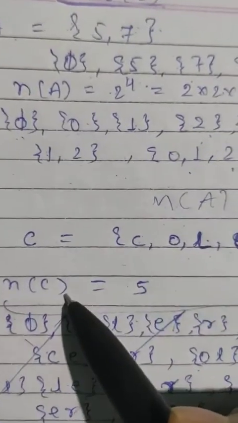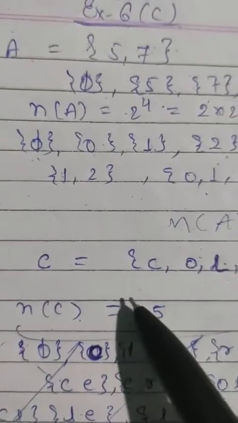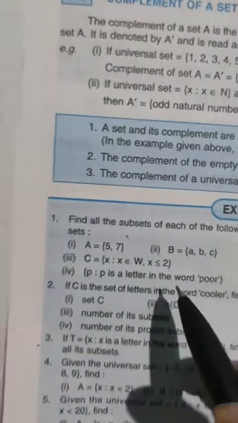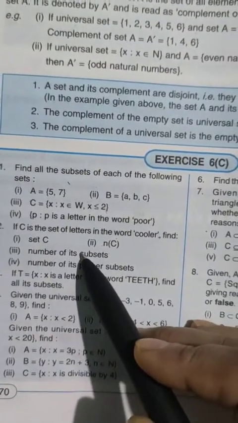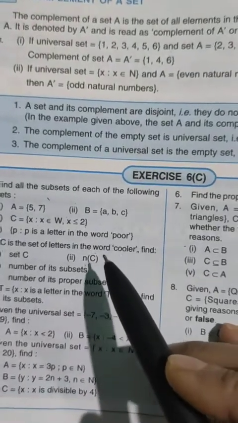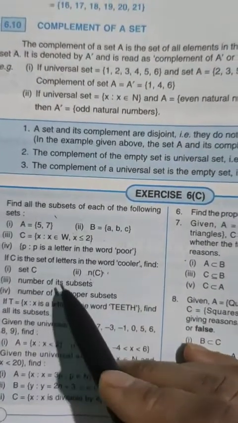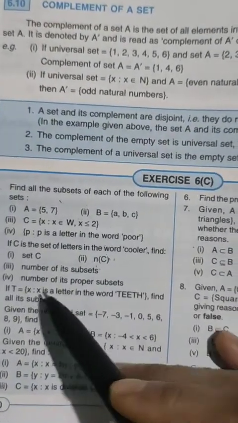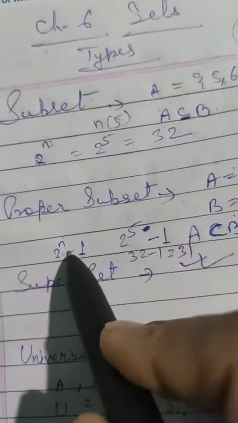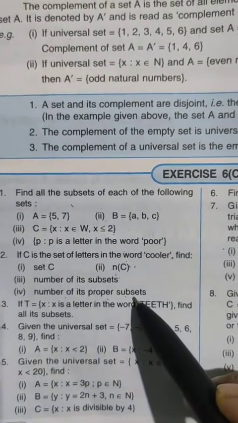Count the number of elements: 1, 2, 3, 4, 5. The number of elements is 5, that is the cardinal number. Cardinal number is 5. And now the number of its subsets is 2 to the power 5, that is 32. And the number of proper subsets, the formula is given: 2 to the power n minus 1. So 2 to the power 5 minus 1, that is 31.